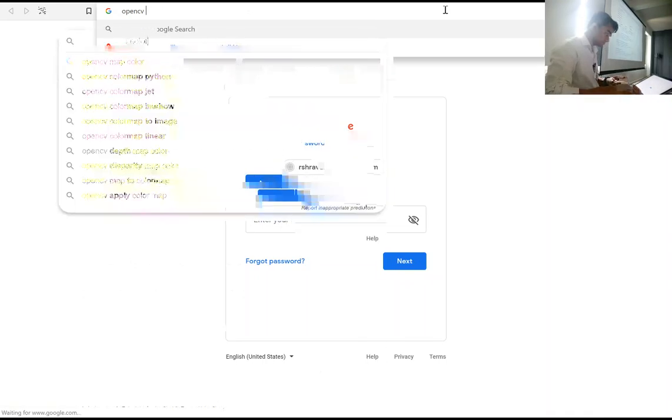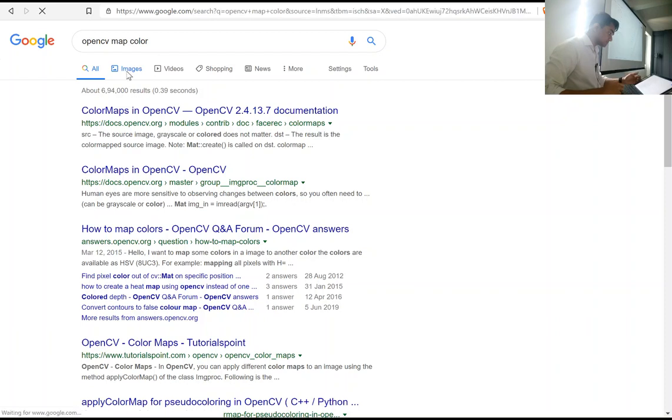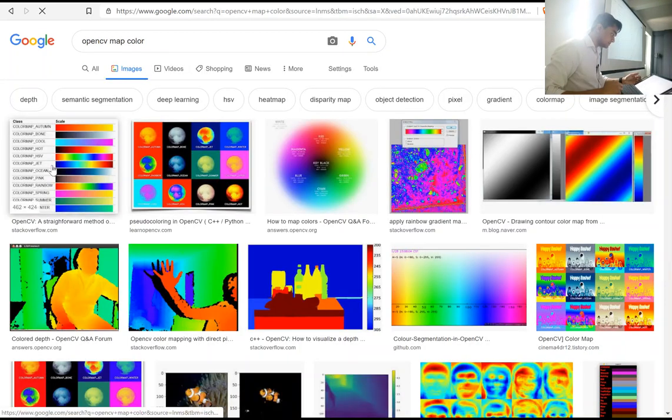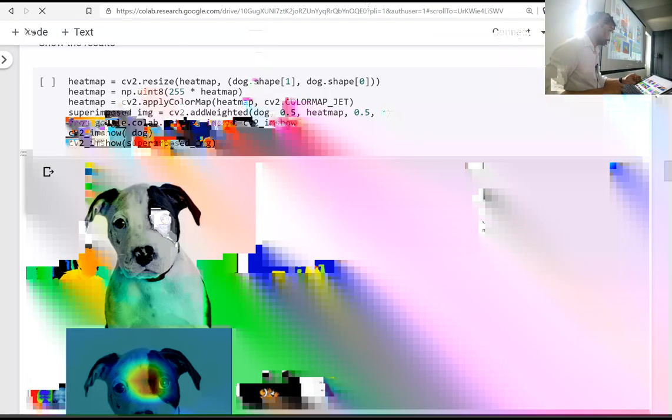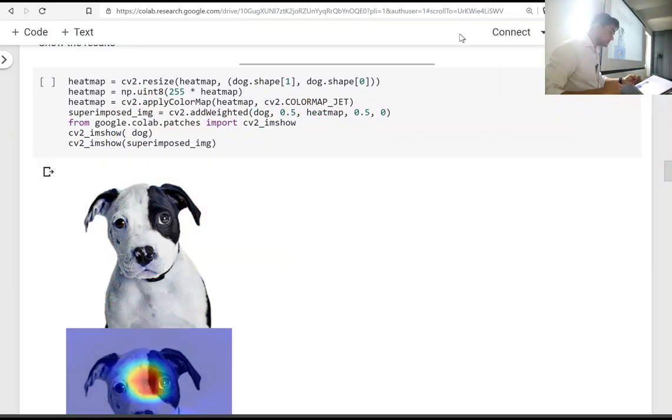Model.input is the entire model up to the last layer. One second. There are many different kinds of heat maps available. These are called color maps. You can pick any of them. Which one are we using? We are using color map jet.